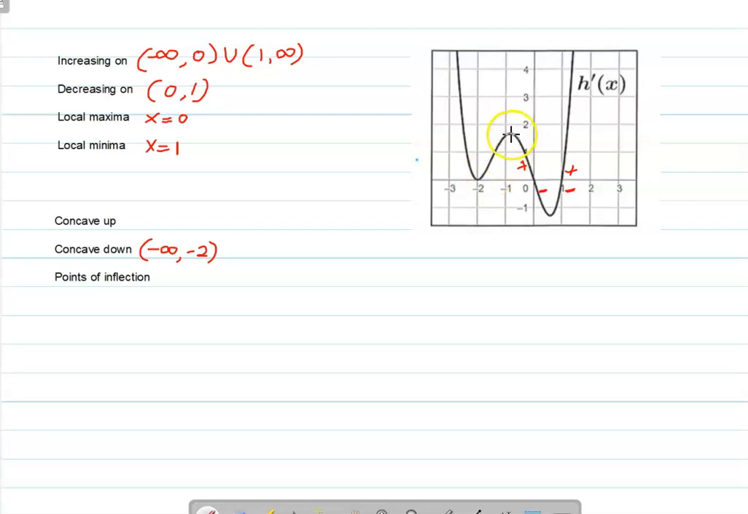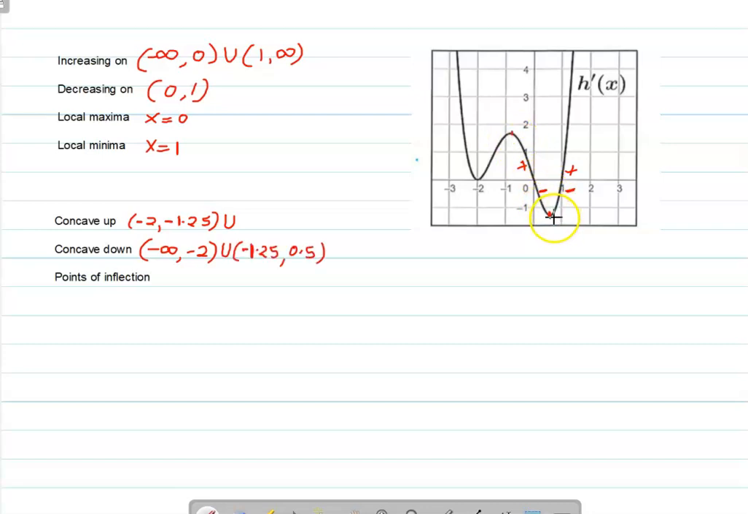From negative 2 to approximately negative 1.25, it's increasing. The first derivative is increasing. That means the second derivative would be positive, and when the second derivative is positive, it's concave up. So it's concave up from negative 2 to approximately negative 1.25, and then from negative 1.25 to 0.5 it's decreasing again. That means the second derivative would be negative. The slope would be negative for this interval. So the function h(x) would be concave down on this interval.